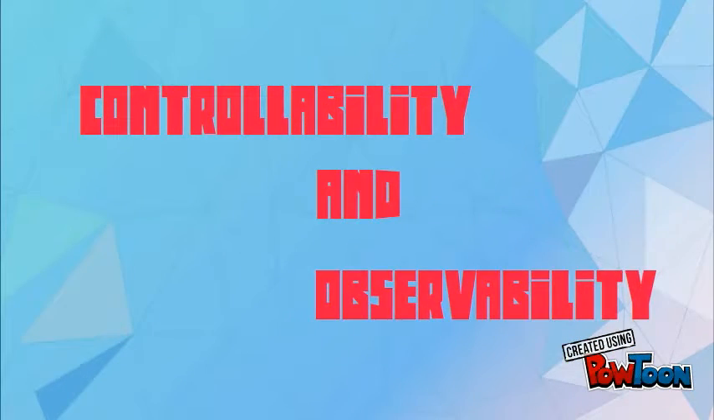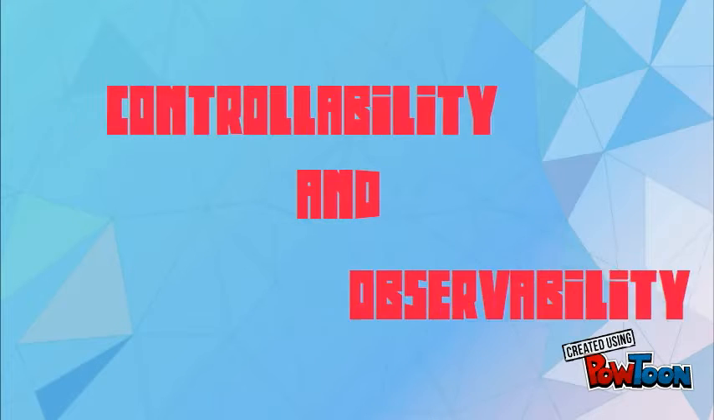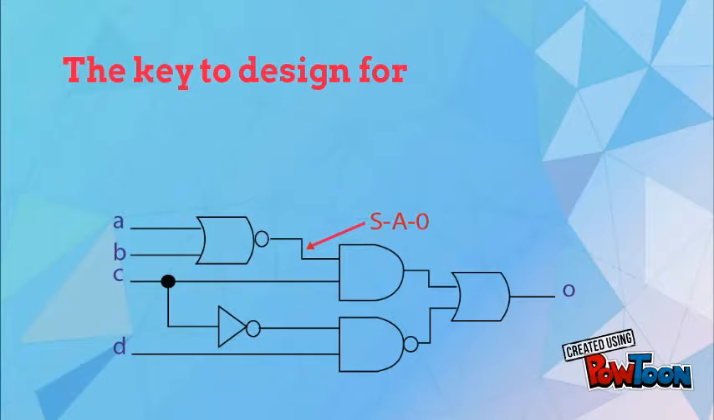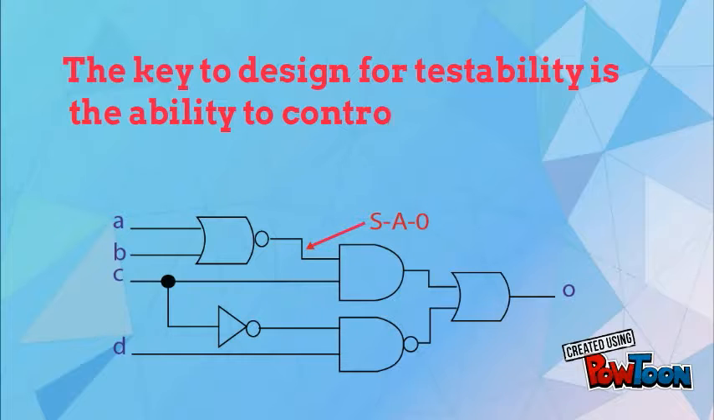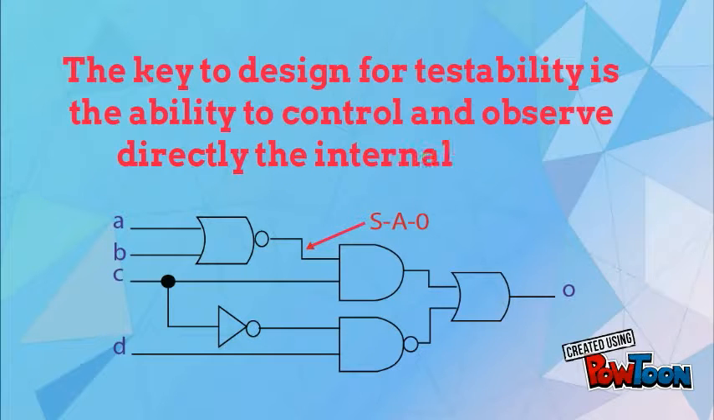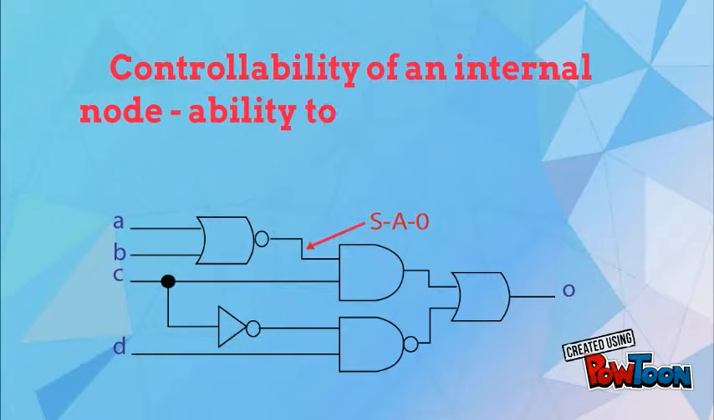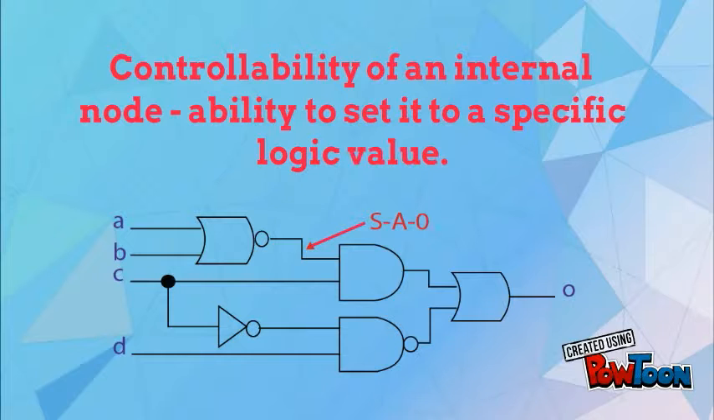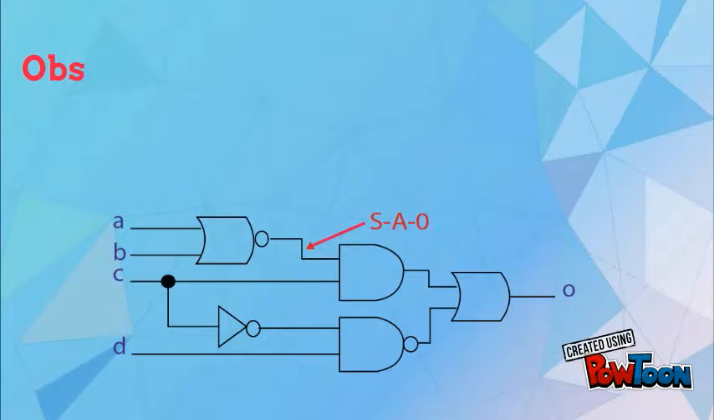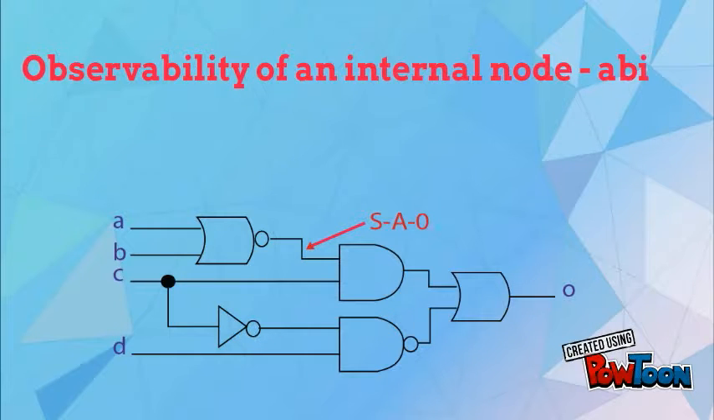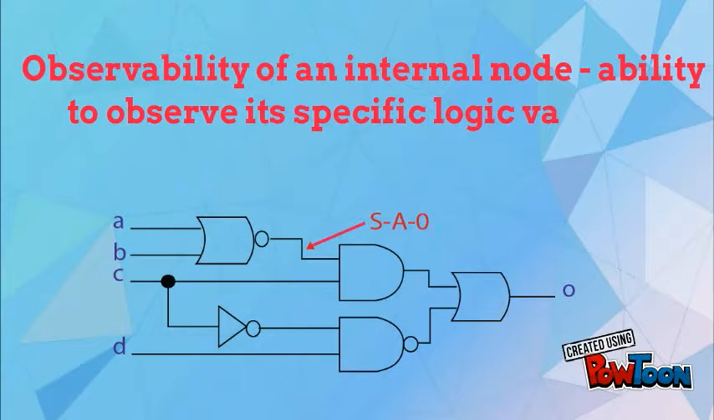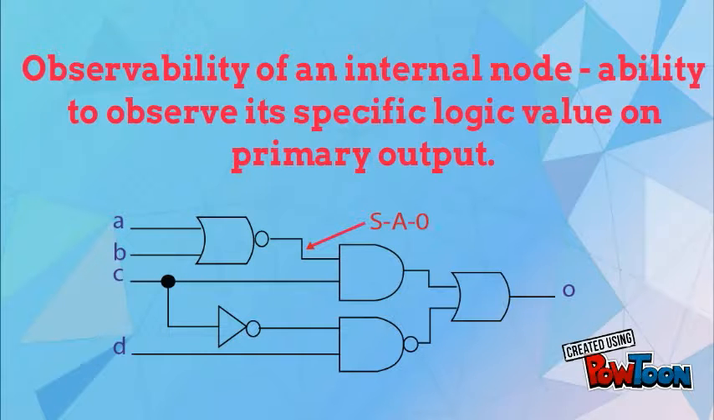Controllability and observability. The key to design for testability is the ability to control and observe directly the internal states. Controllability of an internal node is the ability to set it to a specific logic value. Observability of an internal node is the ability to observe its specific logic value on a primary output.